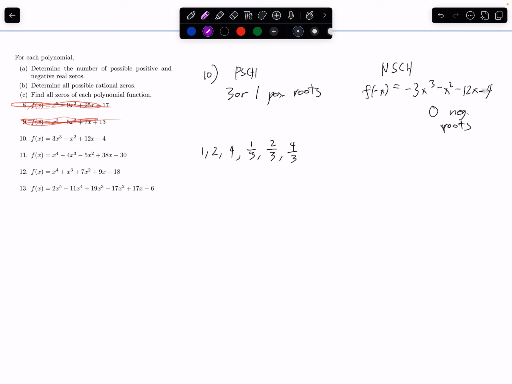Let me just do some mental math and plug in 1. It's going to be 3 minus 1 minus 4 plus 12. That's not going to be 0, so let's skip 1. Let's check 2. 3, -1, 12, -4. 3 comes down. Times 2 is 6. Adds to 5. 5 times 2 is 10. That's 22. Times 2 is 44. So way off.